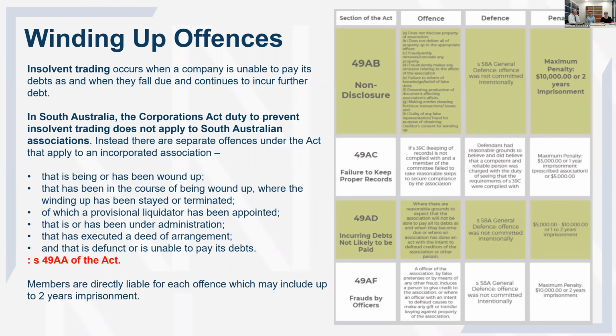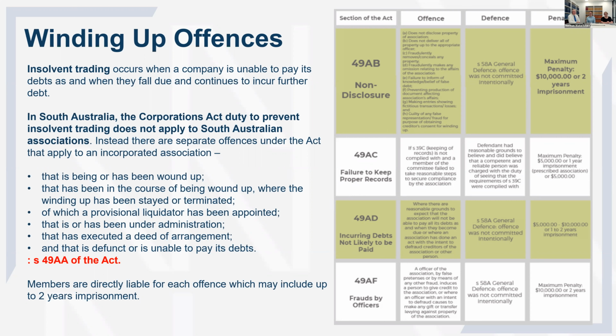If you've committed any of these breaches, you could be liable for a $10,000 fine or 2 years imprisonment. Seems quite harsh, but nevertheless, they're there. Again, you may be able to rely upon the general defence that it wasn't intentional.